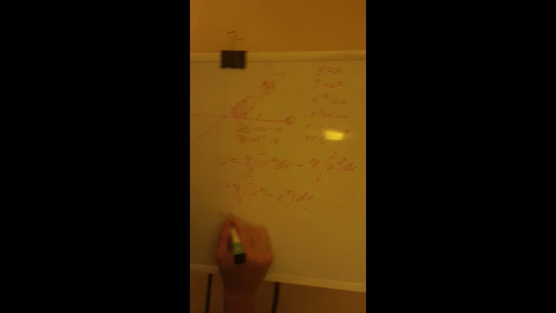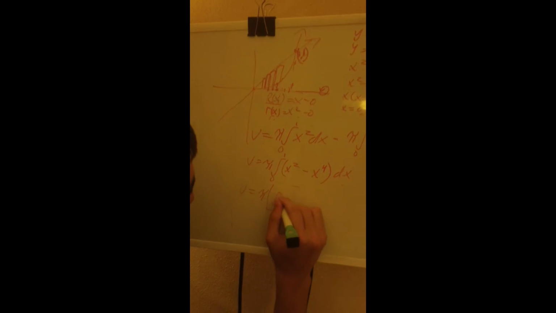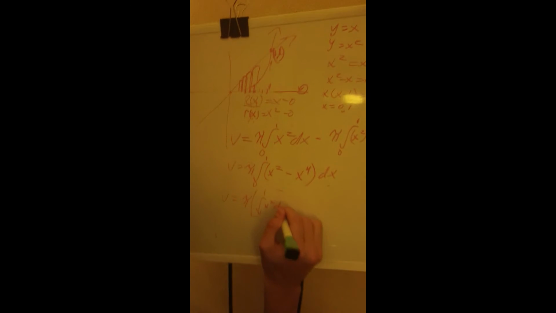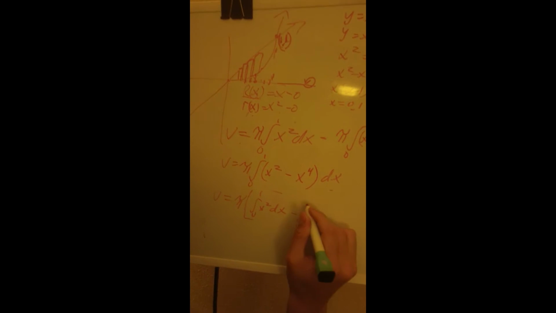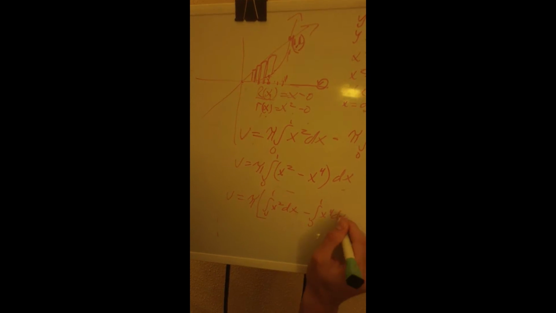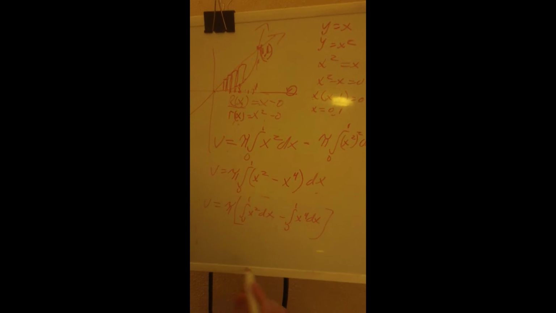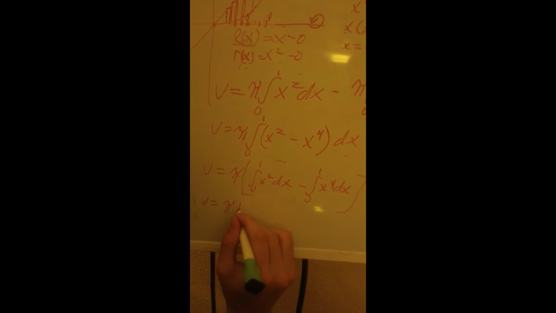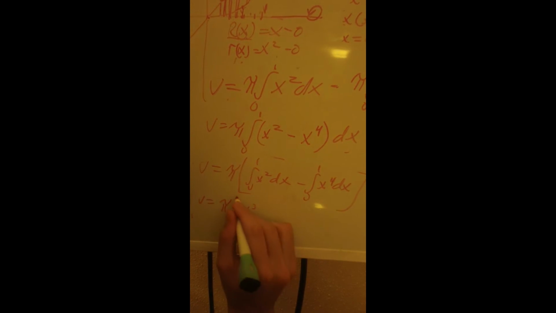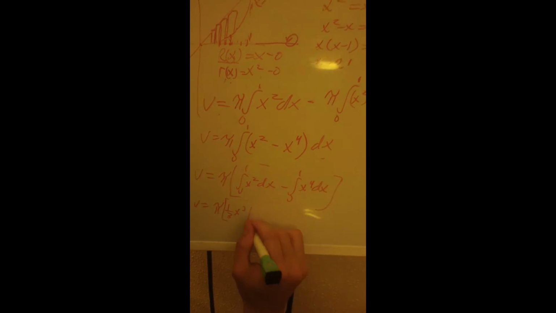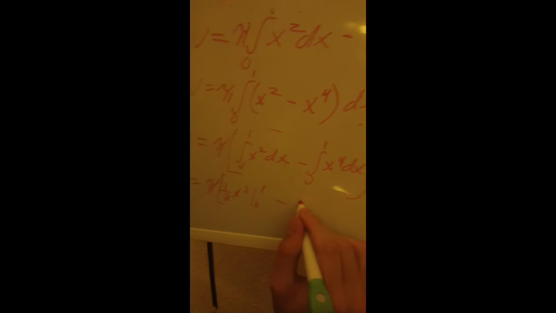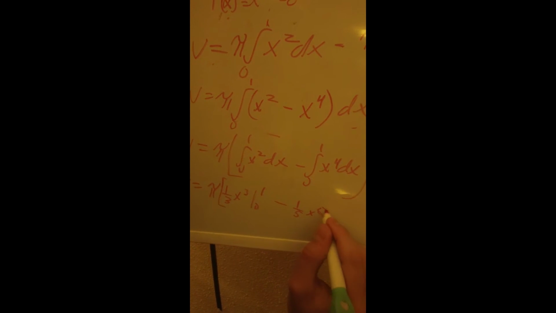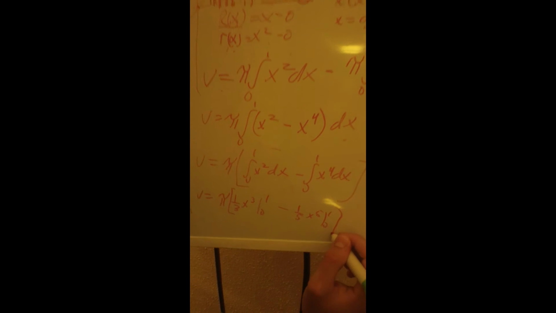So a lot of times you'll just see it shorthanded like this. And so when you take the volume, you're going to keep out pi, from 0 to 1 of x squared dx minus the integral from 0 to 1 of x to the 4th dx. And so then you're going to have volume equals pi times 1/3 x cubed, and you're going to keep this outside. X cubed evaluated at 0 and 1, minus 1/5 x to the 5th evaluated at 0 and 1.